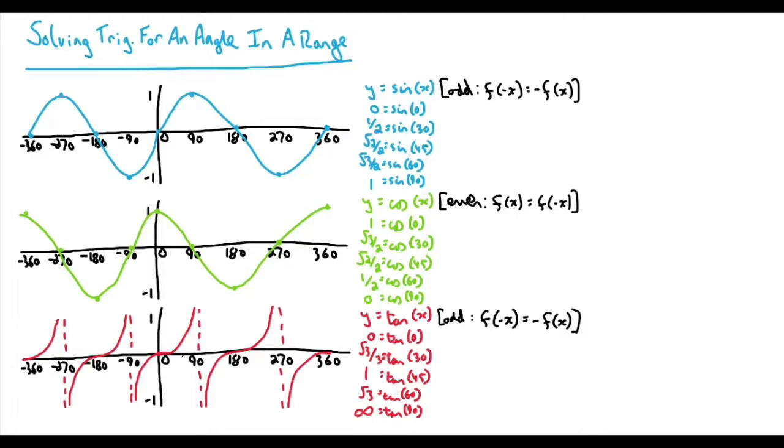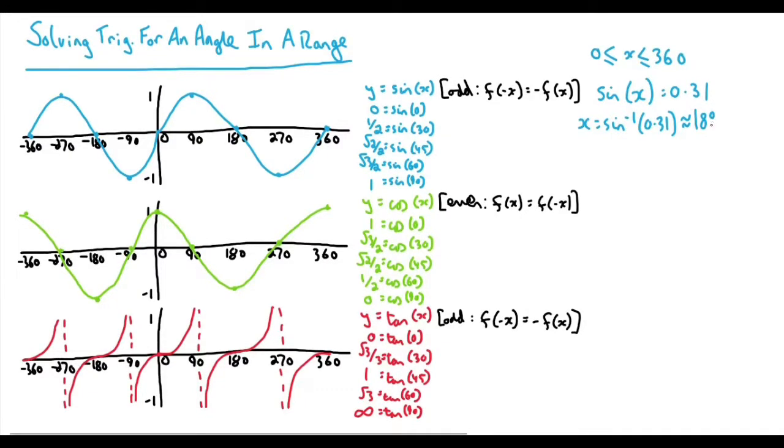Well, let's just, for an example, so we have a reference point, say that, first of all, x is going to be between 0 and 360. And we have that the sine of x equals 0.31, let's say. Well, first of all, we would start off by doing that inverse. We're saying, okay, x is going to equal the sine inverse of 0.31, which, if you just put that in your calculator, is going to come to approximately 18 degrees.